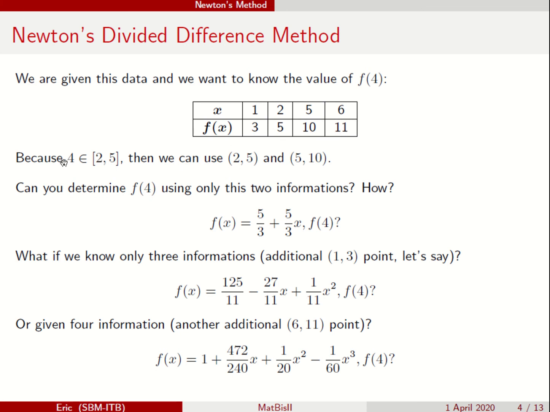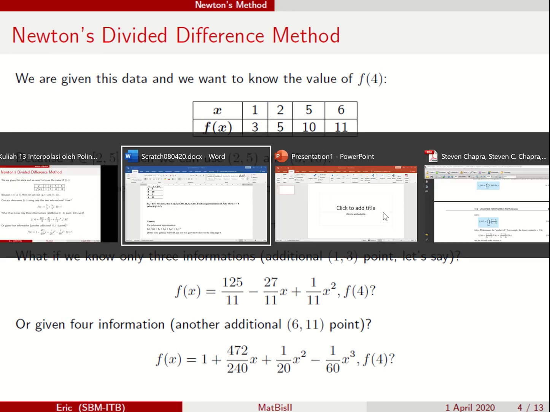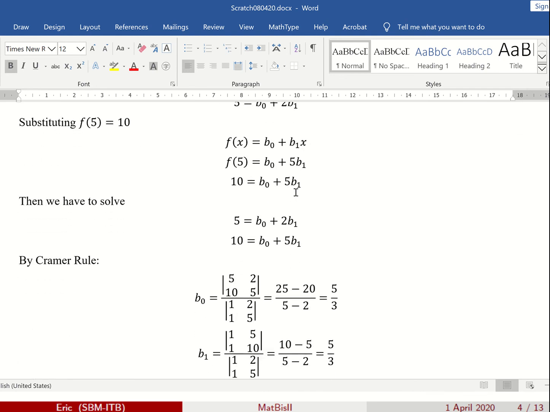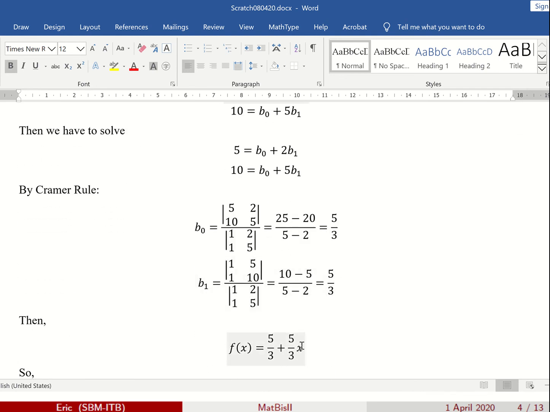So for the first one, I am given this data: 1, 3; 2, 5; 5, 10; 6, 11. Because 4 is between 2 and 5, if I want to find f(4) with the first order Newton's method, I can use 2, 5 and 5, 10. So this one I got from this. This one I got from this. 5 over 3 plus 5 over 3 x, this one.